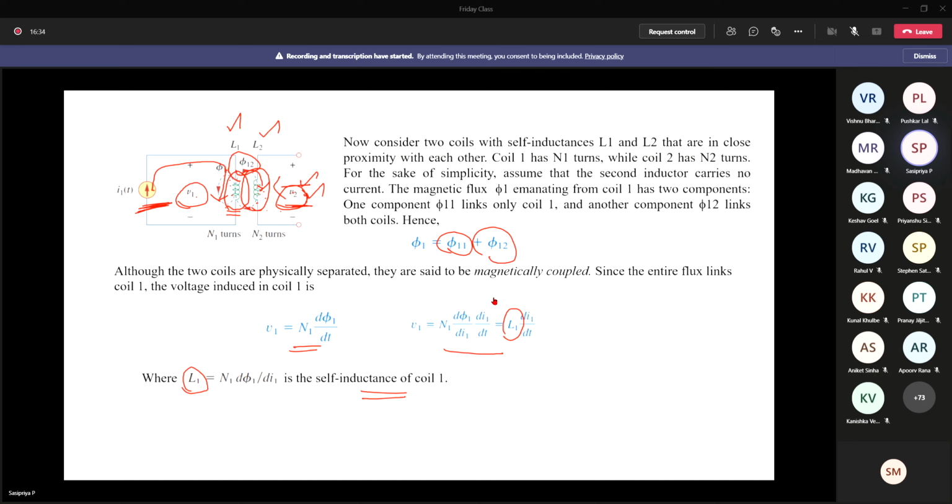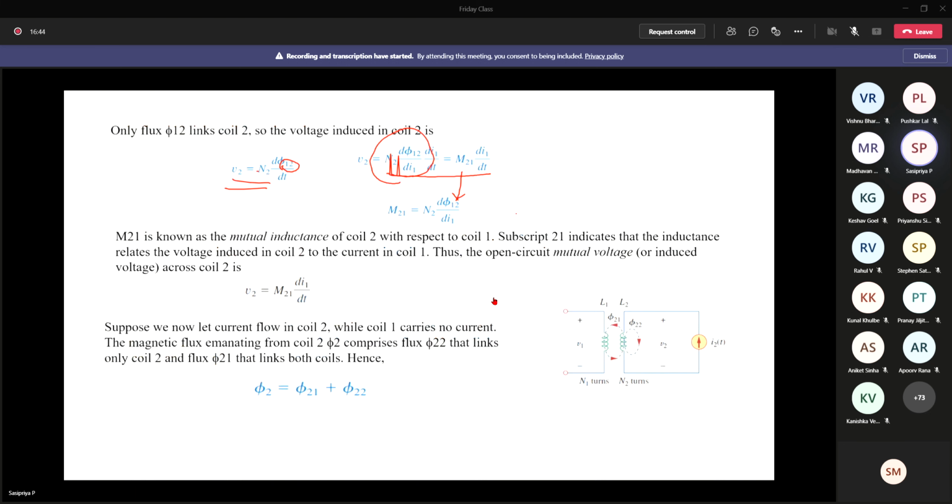Because of the magnetic coupling, there is going to be a flux linkage to coil 2 due to this. Now this inductance is called mutual inductance. We represent this mutual inductance as M21. M is nothing but mutual inductance. The subscript 2-1 is nothing but mutual inductance in coil 2 with respect to coil 1.